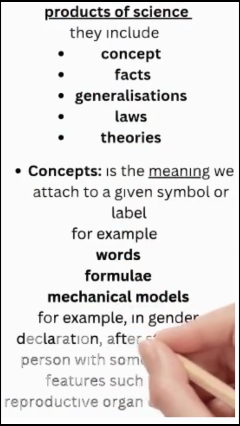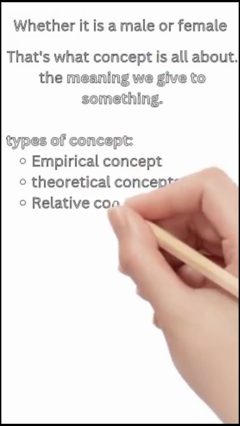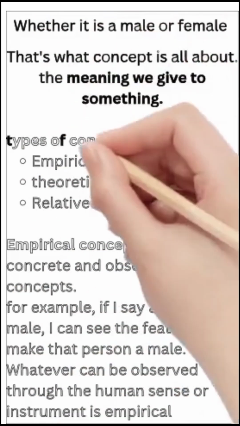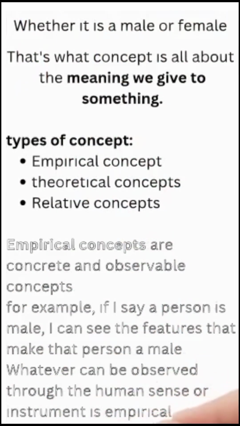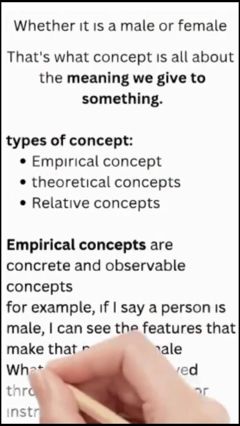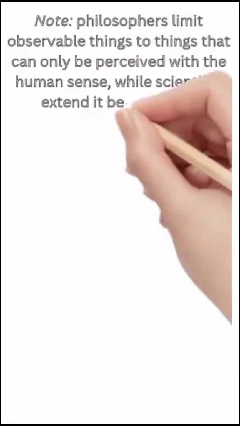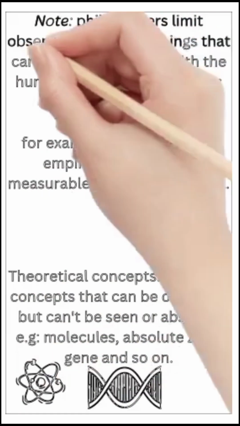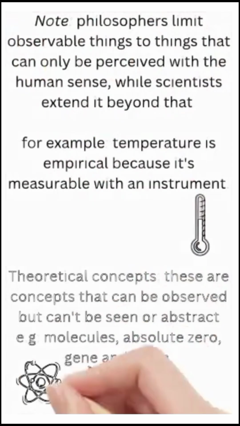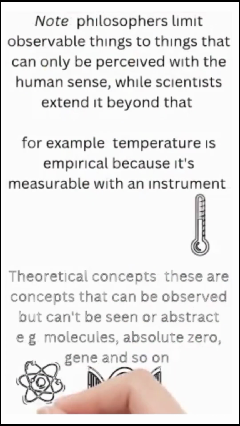Types of concept. 1. Empirical concepts. 2. Theoretical concepts. 3. Relational concepts. Empirical concepts are concrete and observable concepts. For example, if I say a person is male, I can see the features that make that person a male. Whatever can be observed through the human sense or instrument is empirical. Note: philosophers limit observable things to things that can only be perceived with the human sense, while scientists extend it beyond that. For example, temperature is empirical because it's measurable with an instrument.